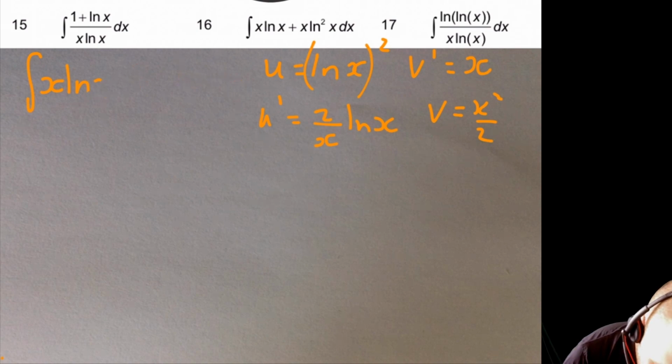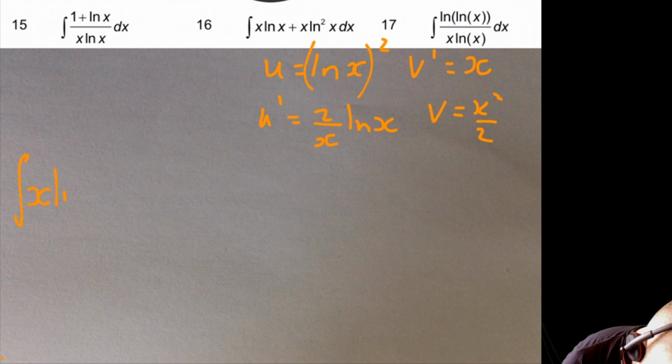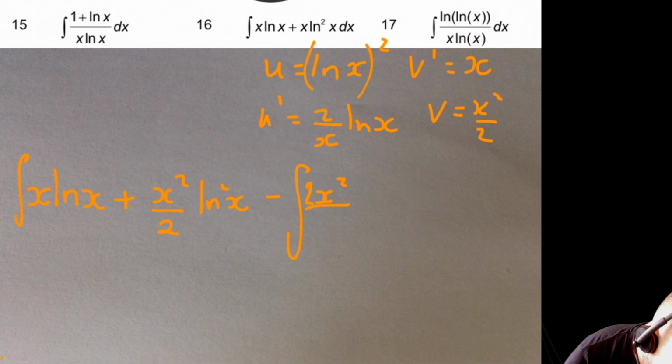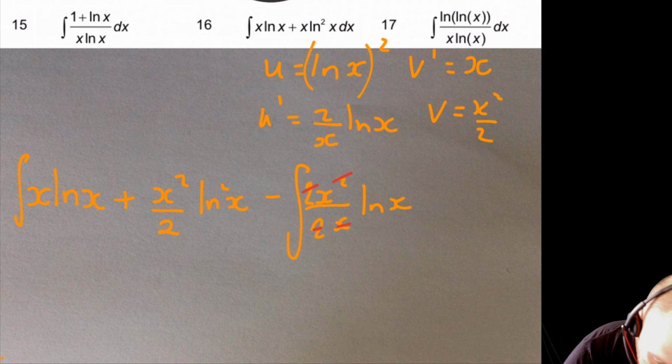So the whole thing is going to turn into the integral x ln x plus uv minus v du dx. So that's going to turn into x squared times 2 over 2x ln x, and that's all going to cancel down to give us x ln x.